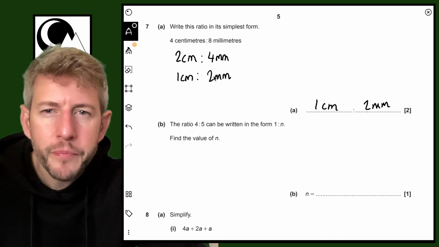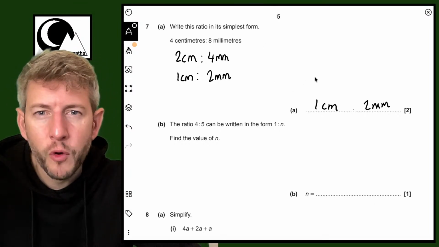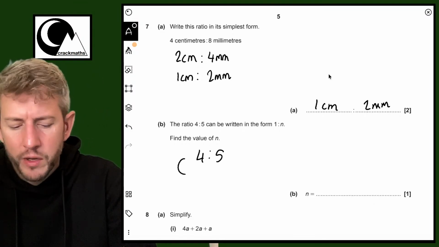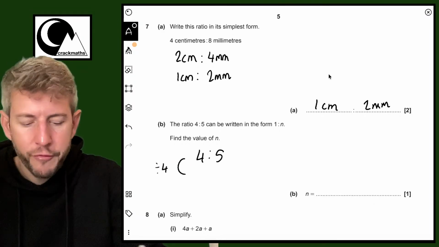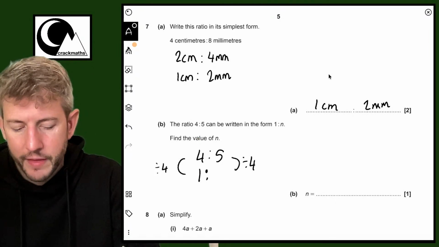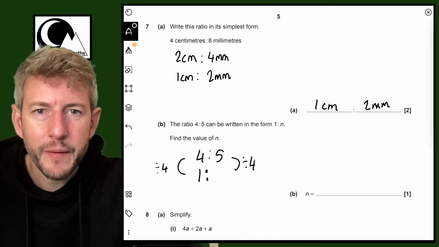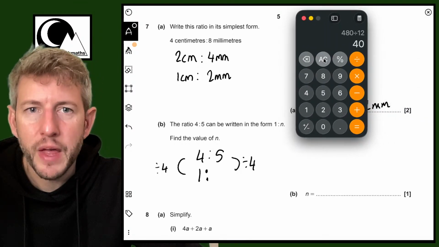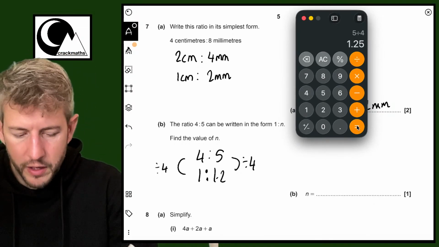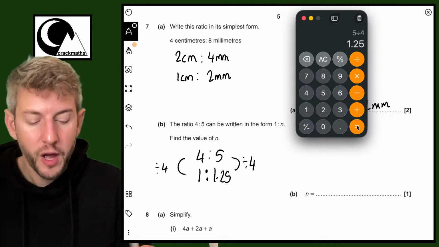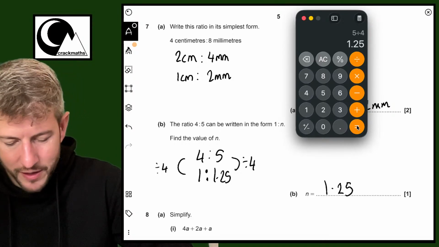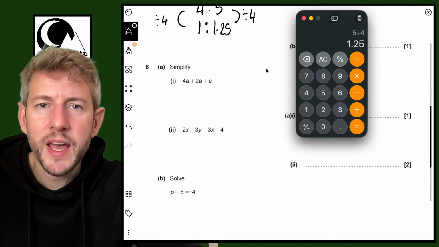Part B says, the ratio 4 to 5 can be written in the form 1 to n. Find the value of n. So if we've got 4 to 5 here, and we want to make this go to 1, we're going to divide this by 4. So we've got to divide this by 4 as well. Well, 4 divided by 4 is 1. 5 divided by 4, well, remember this is a calculator paper, so we can use the calculator for that. So 5 divided by 4 is equal to 1.25. Okay, so if we're writing 4 to 5 in the ratio 1 to n, the value of n would be 1.25. Okay, great. Let's have a look at question 8.